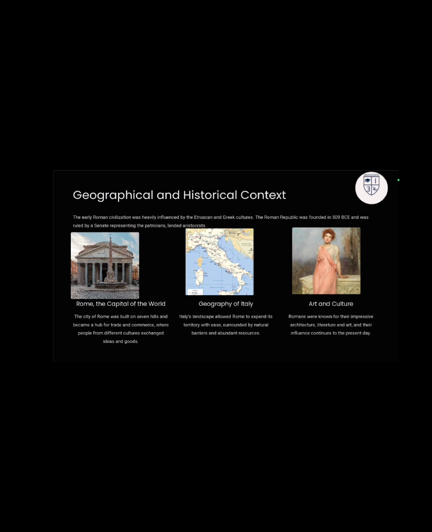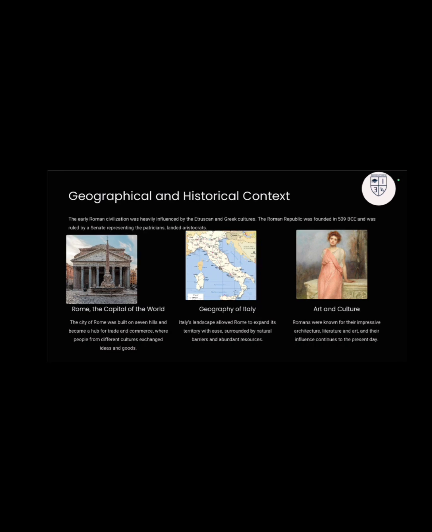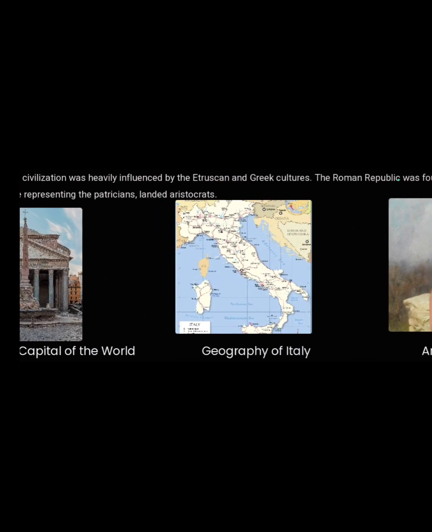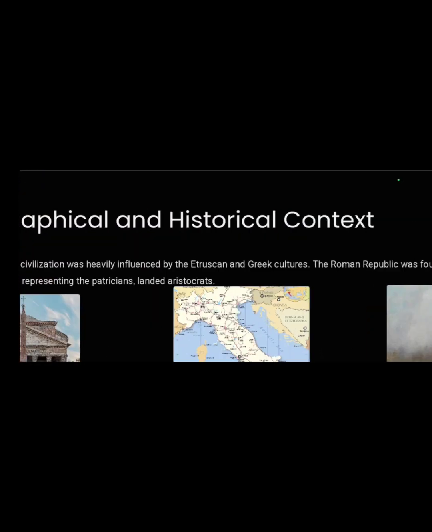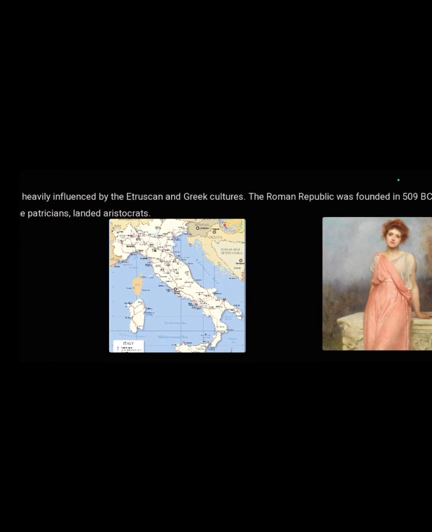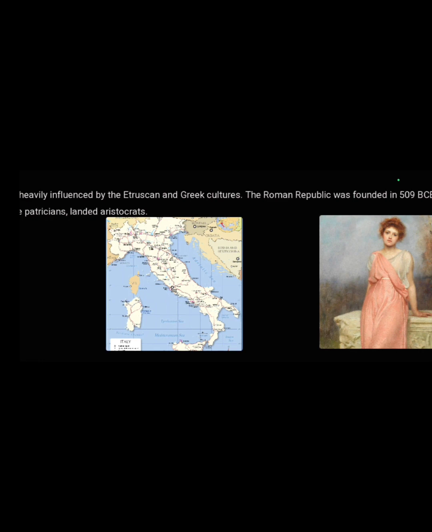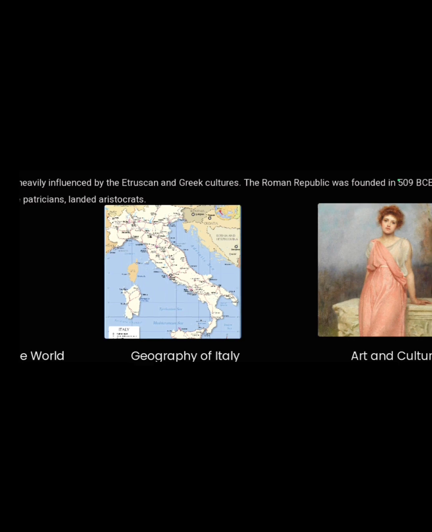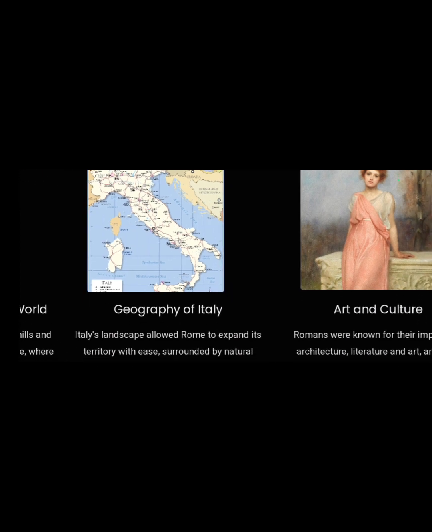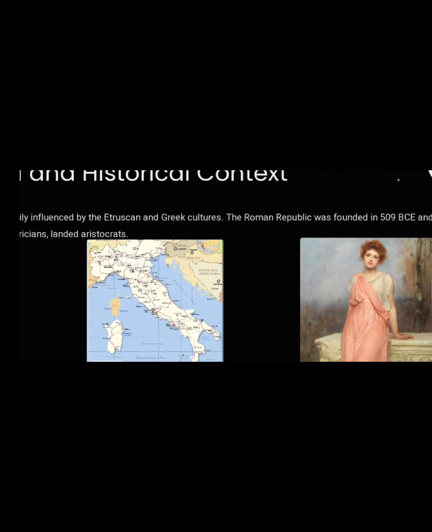Geography of Italy. Italy's landscape allowed Rome to expand its territory with ease, surrounded by natural barriers and abundant resources. As we can see over here, it is like a peninsula. It is surrounded by water on three sides, and there is one island over here and one island over here.